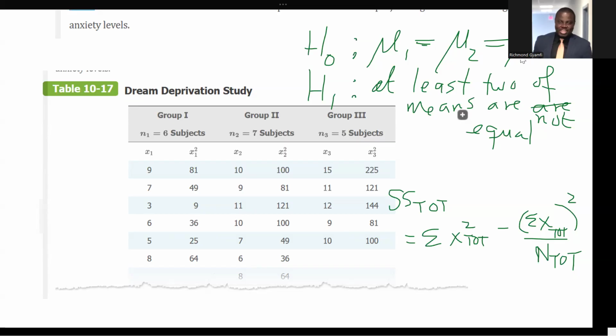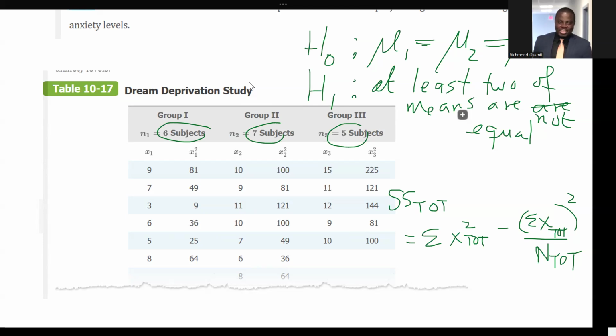So first of all, probably we could start with our N value. Our N value is going to be, so we go to each of these groups. We've got 6 here, 7, and then 5. So that gives us a total of 18. 6 plus 7 plus 5. That is 18. So N is 18.